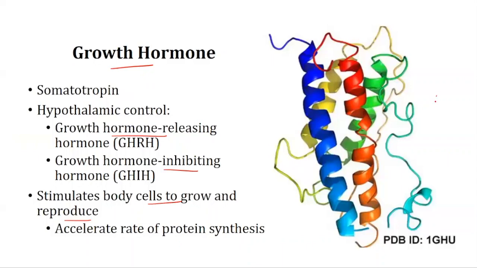Here you can see an example of the growth hormone structure. This is taken from Protein Database. You can see growth hormone that's composed of many amino acids, specifically 191 amino acids, and it has many alpha helices.